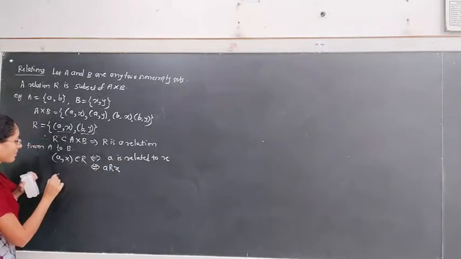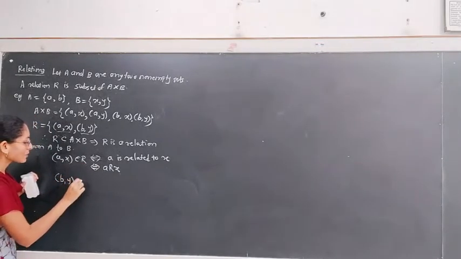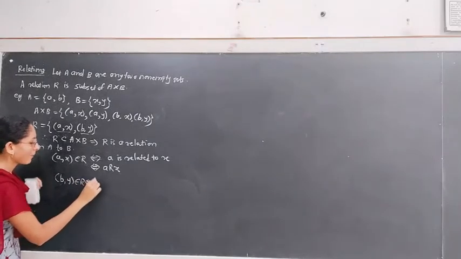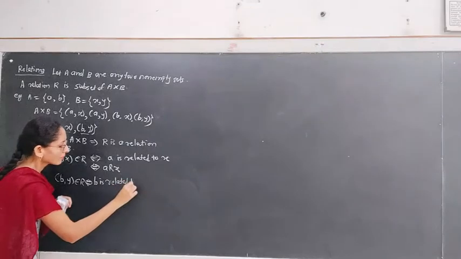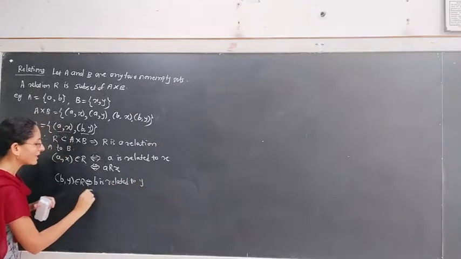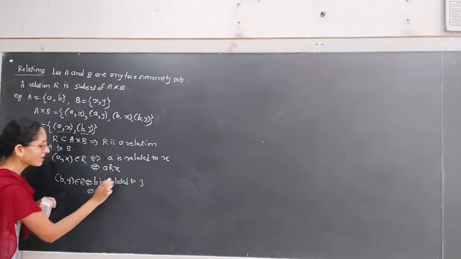Similarly, the ordered pair BY belongs to R. This implies B is related to Y. And we write this as B R Y.